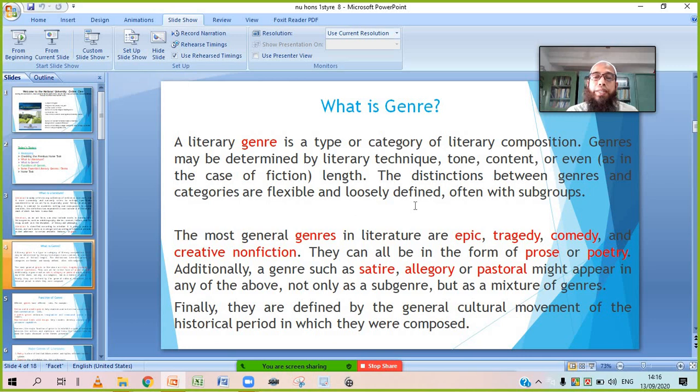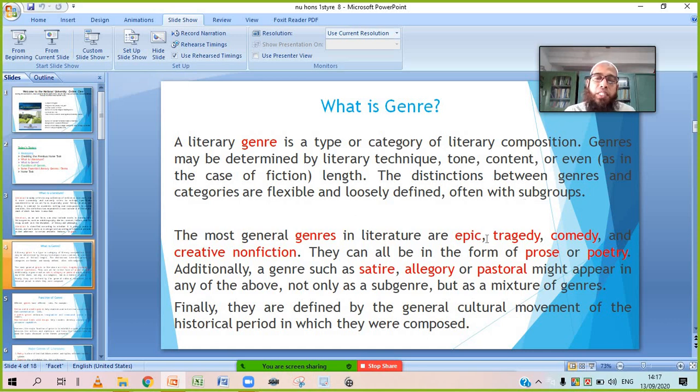So, genre is a category or type of literary composition, and it's the branches of literature we say as usually, but in literary language we should say genre. It's a category, type, sort. Genres may be determined how? By technique, tone, content, or even length. The distinctions between genres and categories are flexible and loosely defined, often with subgroups.